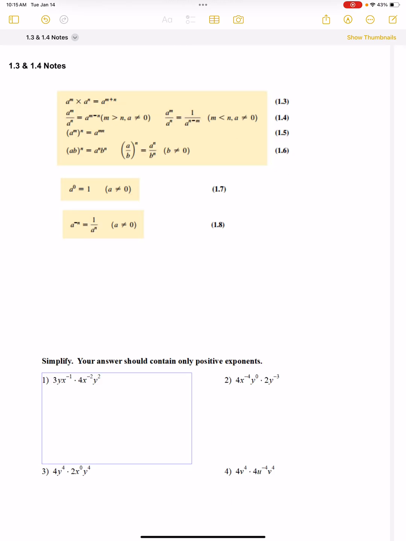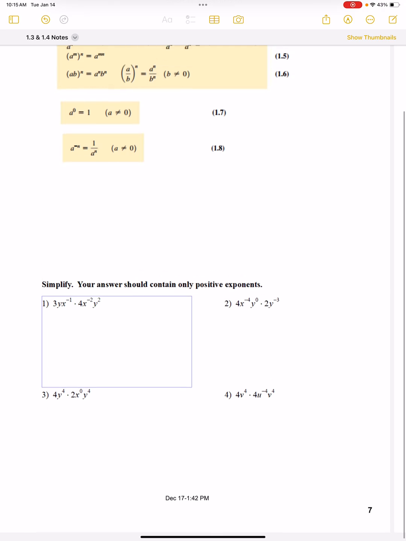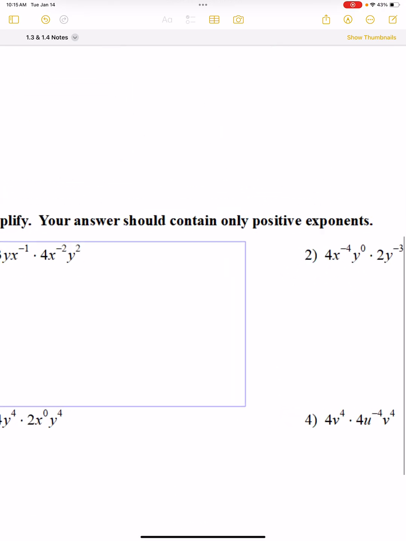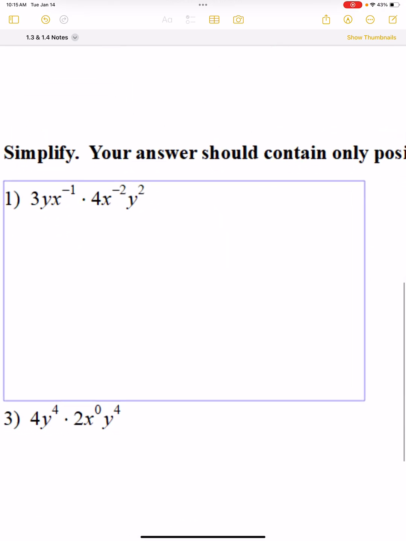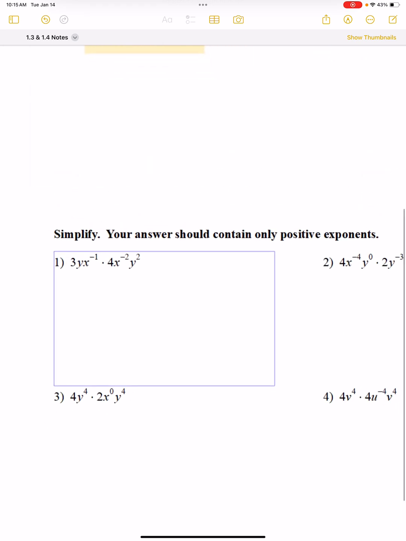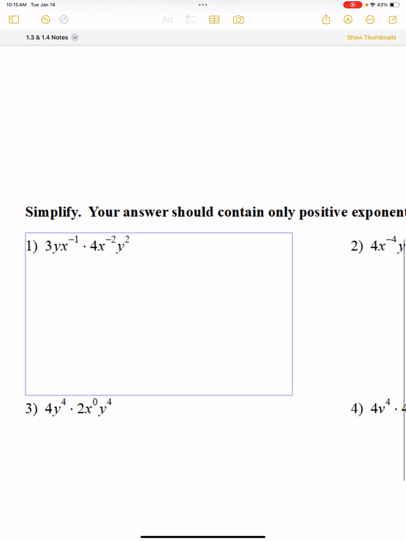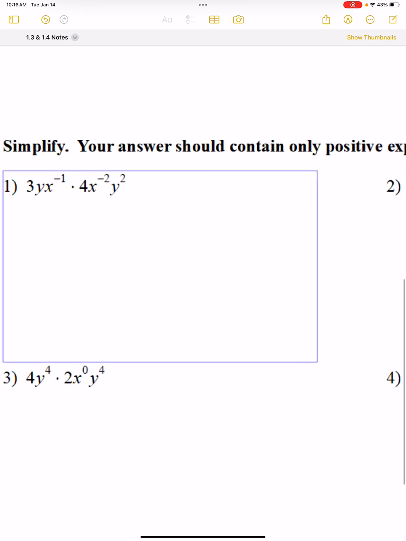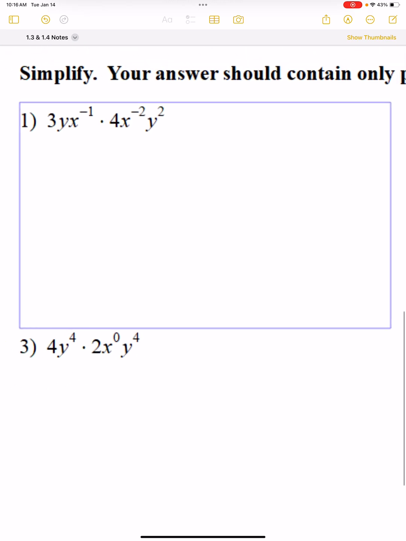All right, there's kind of the same rules again. Let's look at this. Simplify. Your answer should contain only positive exponents. Yes, in math, an answer is considered not fully simplified if you have negative exponents in it. All right, so let's check it.